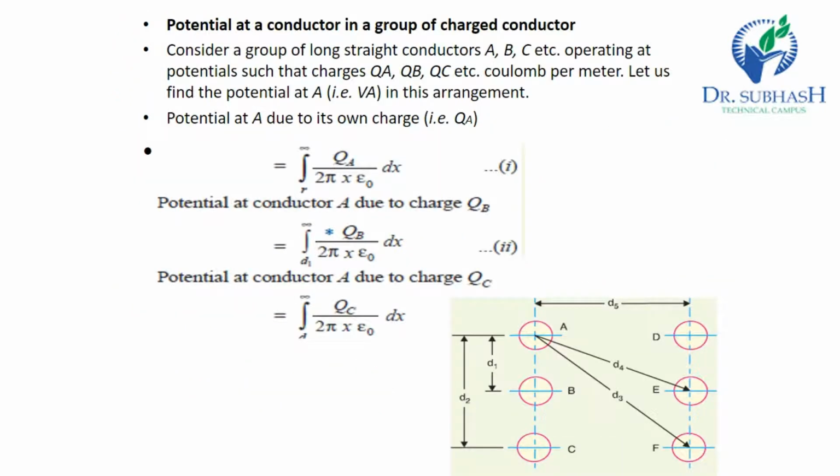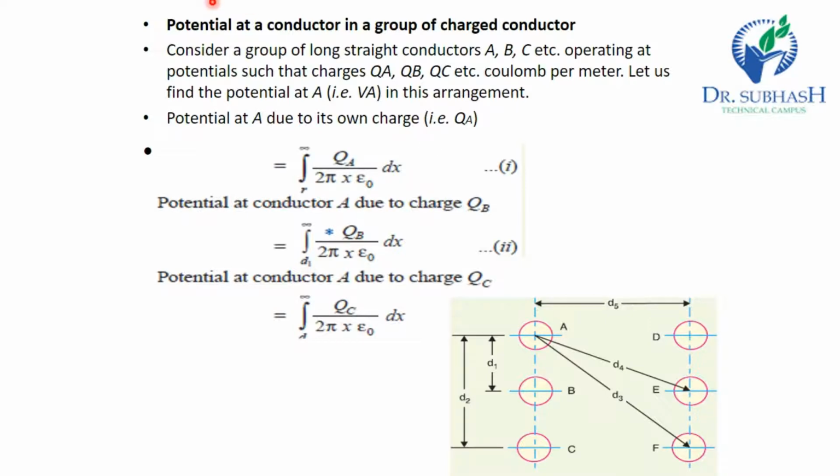Now, potential at a conductor in a group of charged conductors. In a previous lecture we studied flux linkage, which we use to find inductance. Here we study the potential difference, or charge value, for a single conductor and a group of conductors. With this potential value, we find the capacitance of the transmission line.